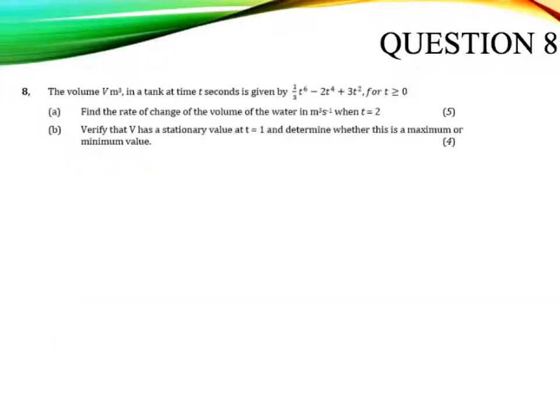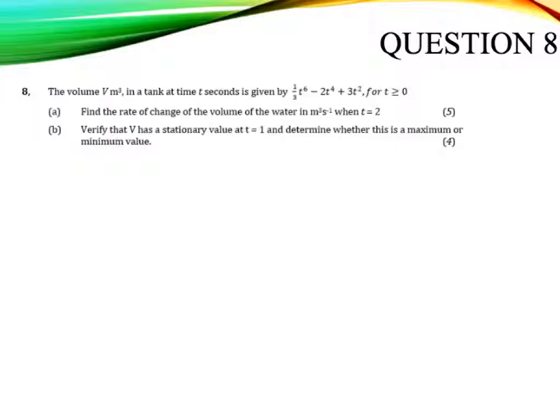So question 8 says the volume V meters cubed in a tank at time t seconds is given by a third t to the 6 minus 2t to the 4 plus 3t squared, for when t is greater than or equal to 0. This last bit is just telling us that time is greater than or equal to 0, so we're not dealing with something in the past, or negative time, which we can't have.